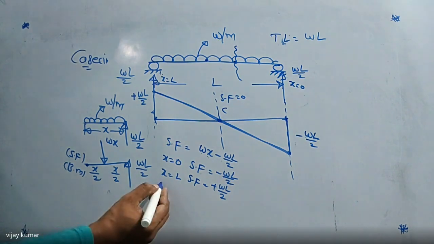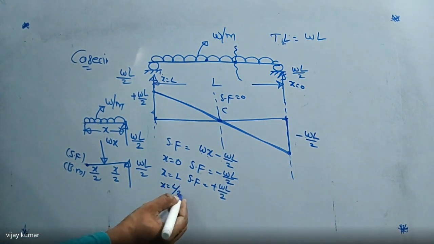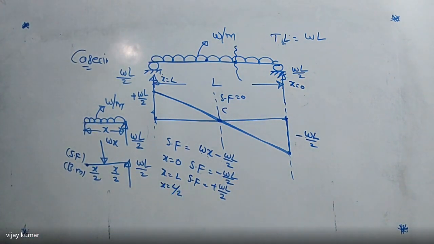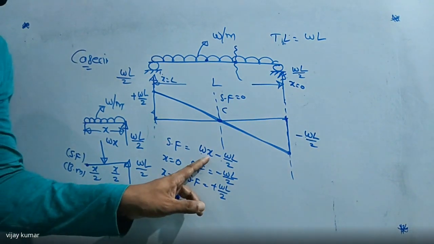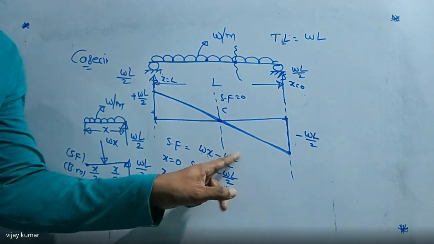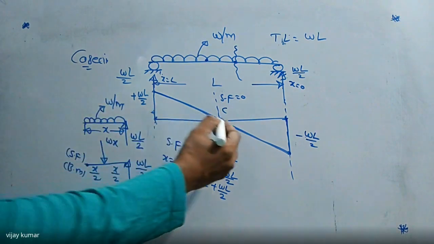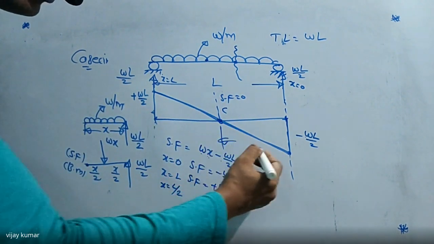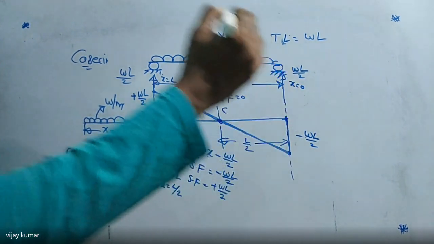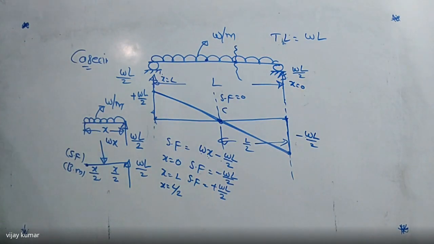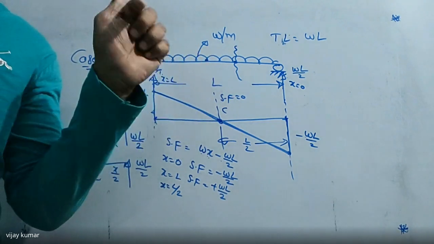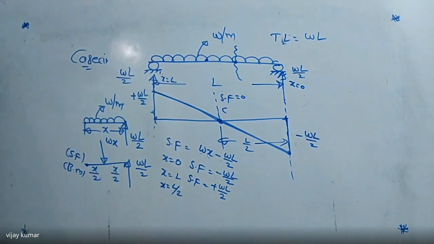Now at x equal to L by 2, how much will you get? At x equal to L by 2, WL by 2 minus WL by 2, both are cancelled. So this distance is nothing but how much? L by 2. At x equal to L by 2, shear force must be 0. But where the shear force is 0, bending moment is maximum. I'll show you how to calculate that value also. Did you get my point?